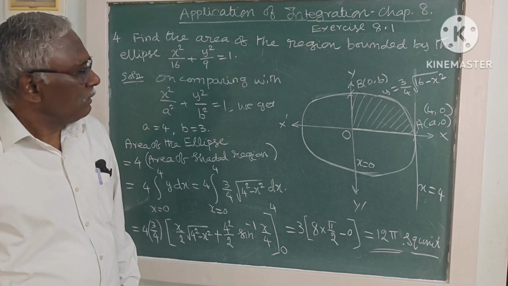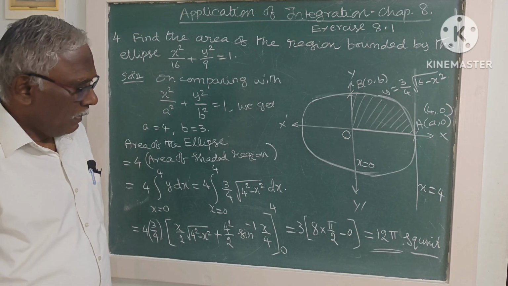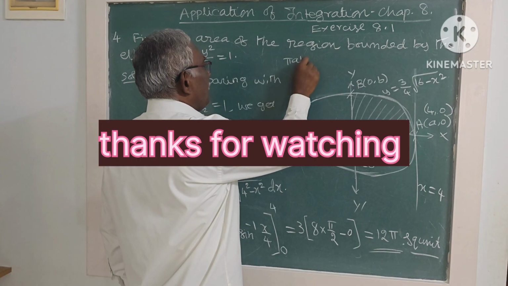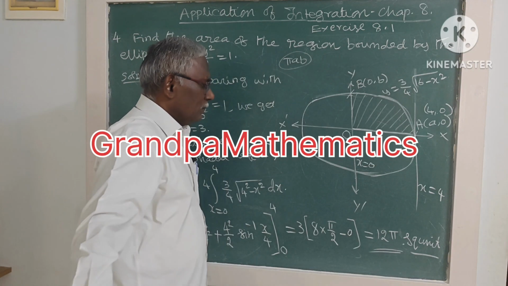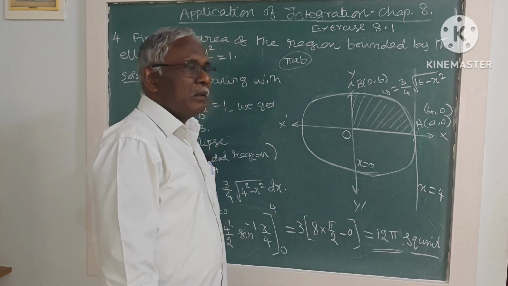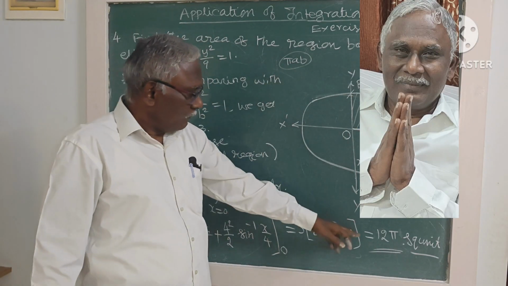So we know that the area of the ellipse is, what is the area of the ellipse? Pi a b. So here a is 4 and b is 3, 4 into 3, 12 pi. So 12 pi we are getting.